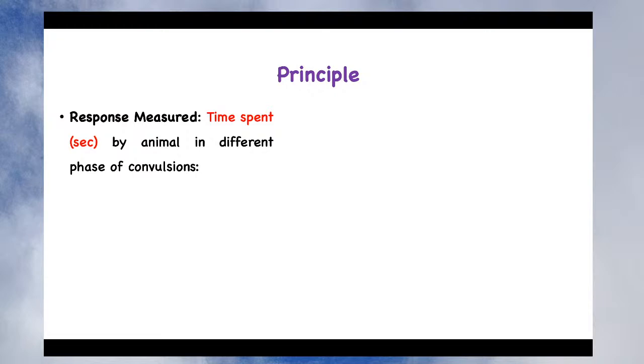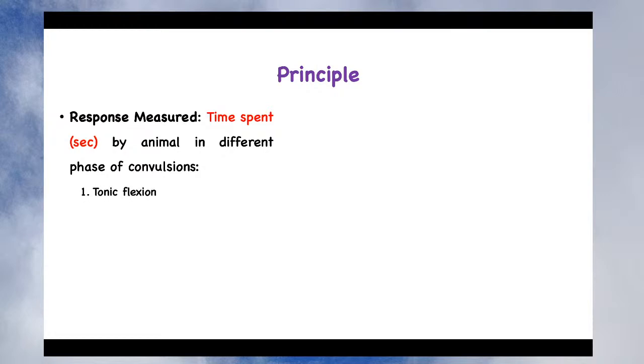The animal will fall down and start showing the different symptoms of the convulsion. In this process, the animal undergoes the 5 phases of the convulsion. Now we need to measure how much time is spent by the animal in each phase of the convulsion. We measure the time specifically in seconds. So there are a total of 5 phases.